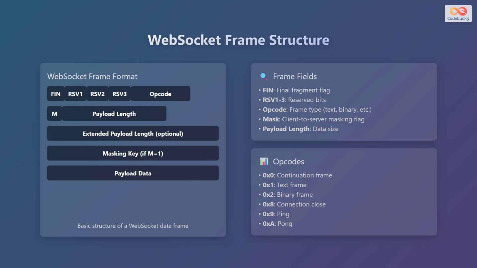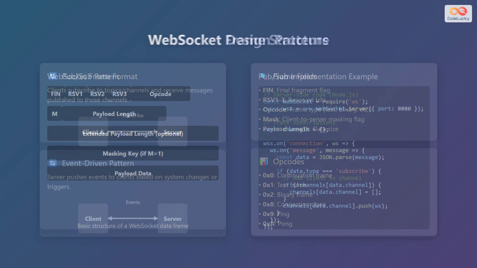Then there is the masking key, which is present if the mask bit is set to 1, and finally the payload data. Key frame fields include the final fragment flag, the reserved bits, the opcode, the mask, and the payload length. Opcodes include 0x0 for the continuation frame, 0x1 for the text frame, 0x2 for the binary frame, 0x8 for the connection close, 0x9 for the ping, and 0xA for the pong.